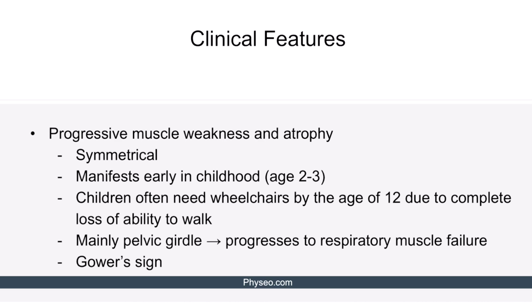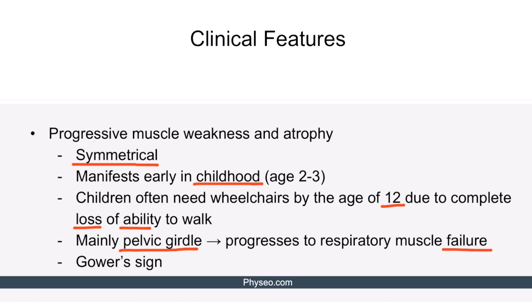The weakness is symmetrical and manifests early in childhood around age 2 to 3. It has a rapid progression, and children often need wheelchairs by the age of 12 due to a complete loss of the ability to walk. The weakness mainly involves the pelvic girdle muscles, but progresses to the rest of the body and eventually affects respiratory muscles, which can lead to respiratory muscle failure.